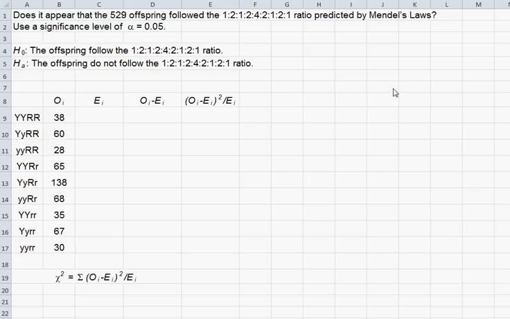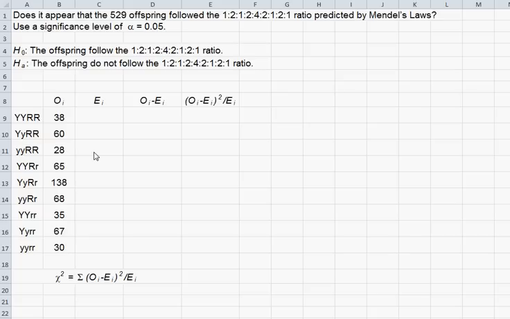Mendel did an experiment trying to determine the genotypes of his pea plants, and using techniques that we're not going to discuss in our statistics class, we found that there were 38 pea plants that had this genotype, where capital Y is the allele denoting yellow, little y is the allele denoting green, capital R is the allele for round, and little r is the allele for wrinkled. So Mendel believed that 38 of the offspring had this genotype, 60 offspring had this genotype, and so on, for a total of 529 offspring that he was able to successfully genotype.